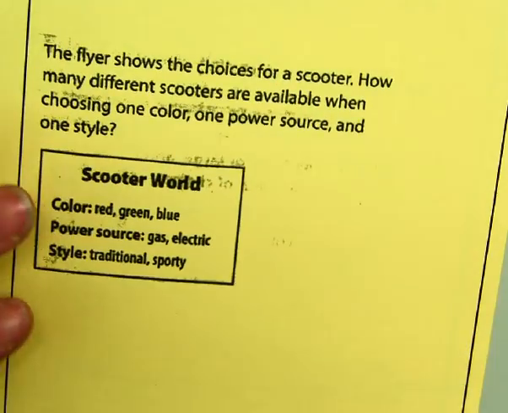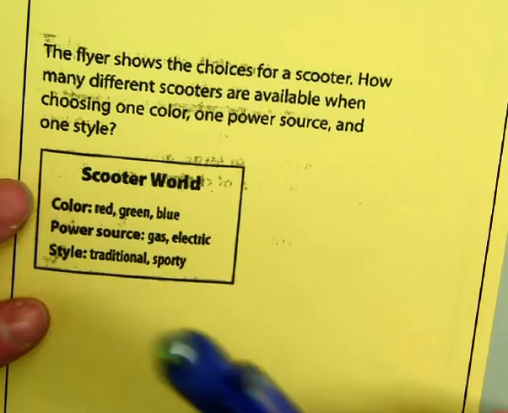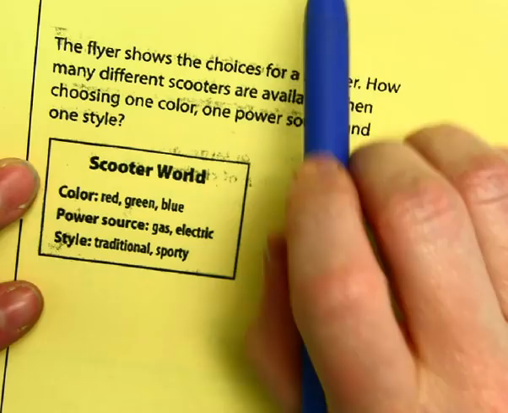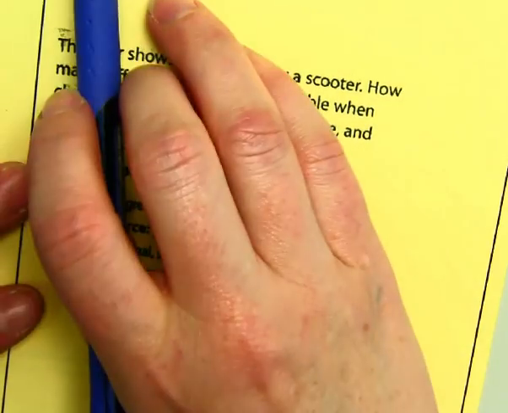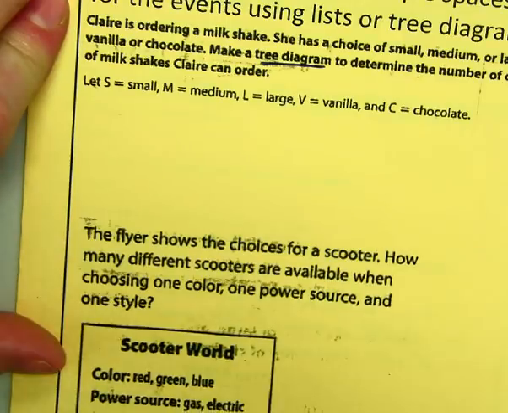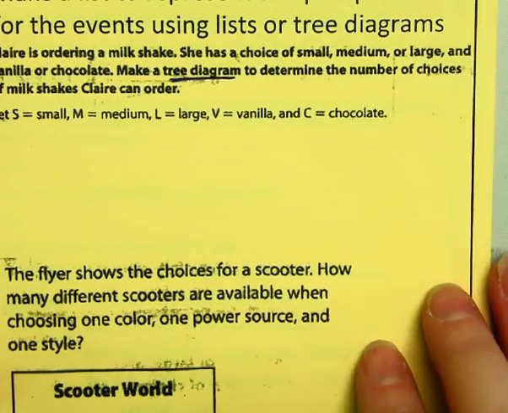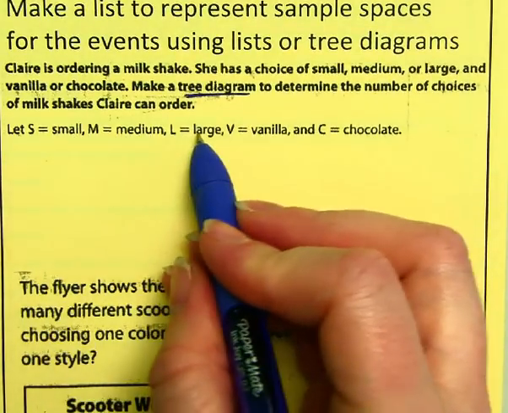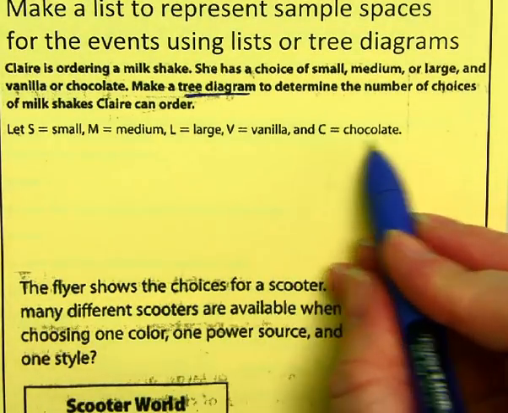Okay, Claire is ordering a milkshake. She has a choice of small, medium, or large, and vanilla or chocolate. Make a tree diagram to determine the number of choices. So this is a tree diagram. Let S represent small, M medium, L large, V for vanilla, C for chocolate.